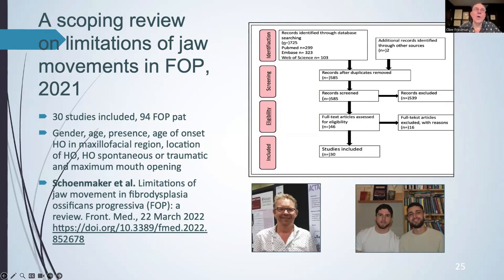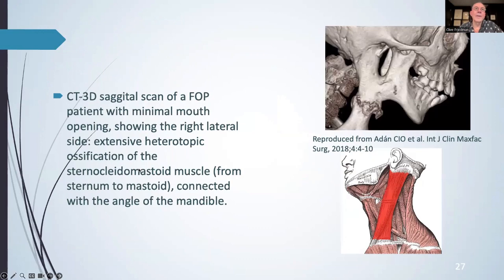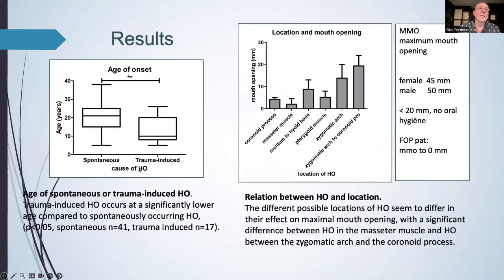So I want to go over a quick scoping review that was done on limitations of jaw movements. There were 30 studies that were looked at, mostly case reports, and essentially what they found from the scoping review was that the age of onset of full ankylosis occurred in much older individuals when it was spontaneous, and if it was trauma-induced, when the individuals were much younger.